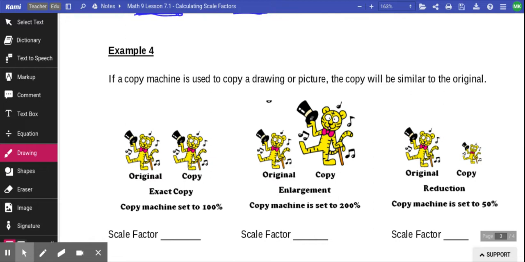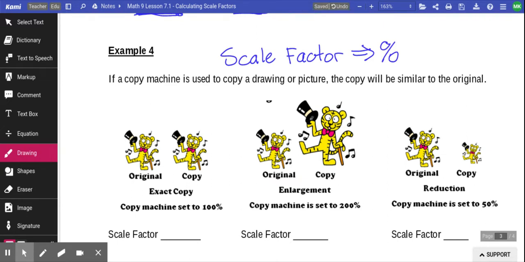So I need to go to Staples, and I need to ask them, hey, could you make this picture this big? And what they'll do is they'll figure out the scale factor that you want, and they'll turn that scale factor into a percentage.